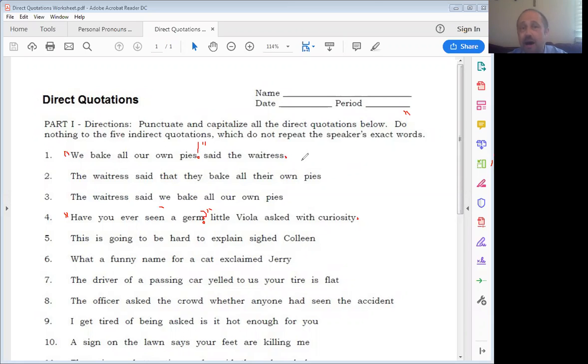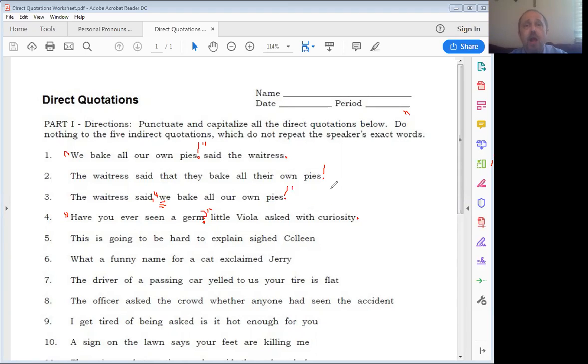Okay, notice it's not a comma this time. Just like with little Viola, it's not a comma, it's a question mark. Here it's an exclamation point. The waitress said they bake all their own pies. We need to communicate her excitement. Exclamation point, right? The waitress said, comma, quotation mark, capital W. Capital W, 3 lines means capitalize, in case you forgot. "We bake all our own pies," exclamation point, quotation mark. Just like that.